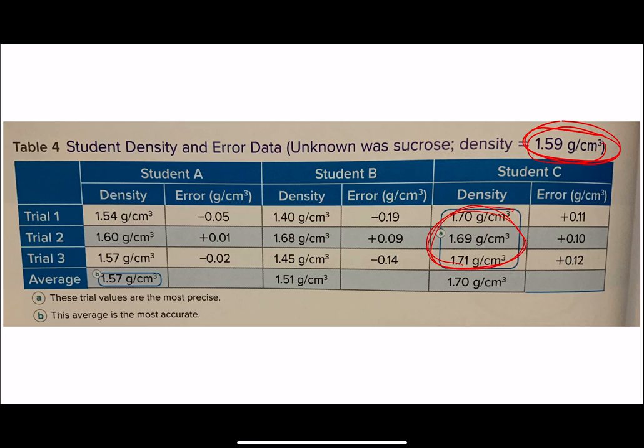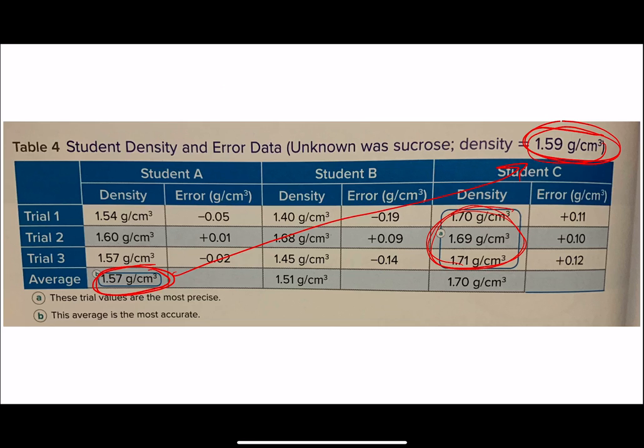So if you take a look at it, 1.70, 1.69, and 1.71, so very close to each other. So student C was very good at measuring precisely, right? And then it says that student A's average is the most accurate, meaning it's the closest to the 1.5, which is the given density, right? So how do we turn those into percent errors? This is what we're going to practice.